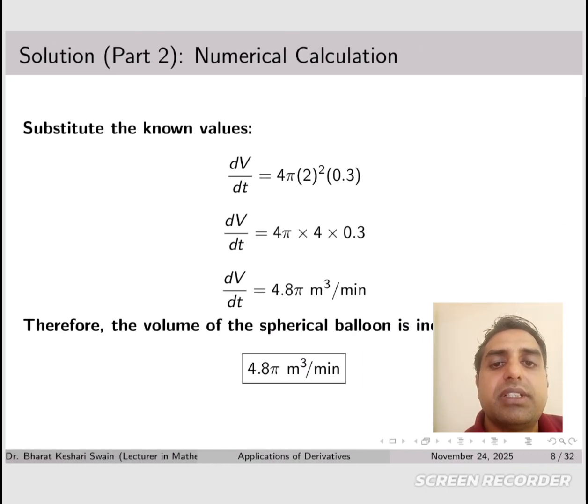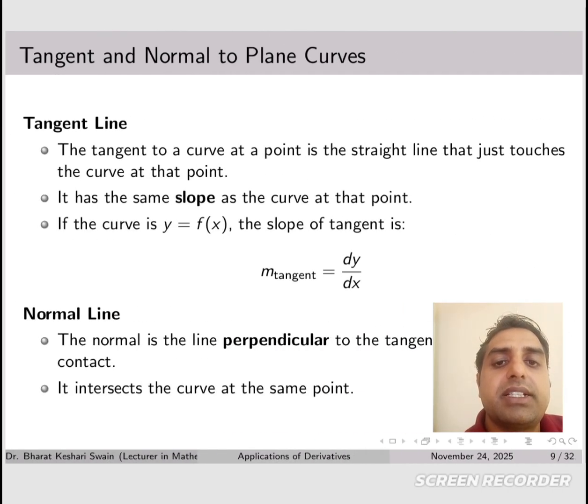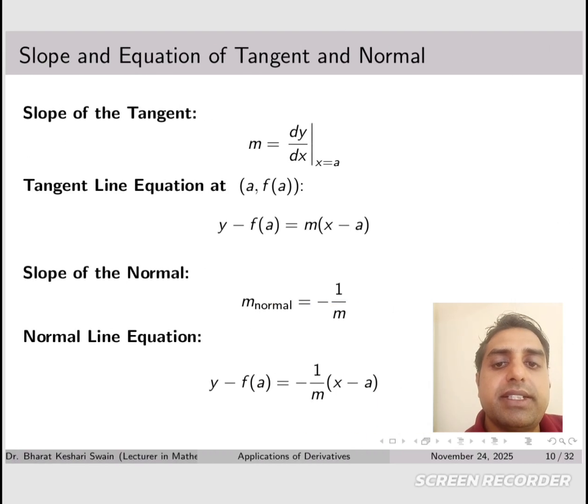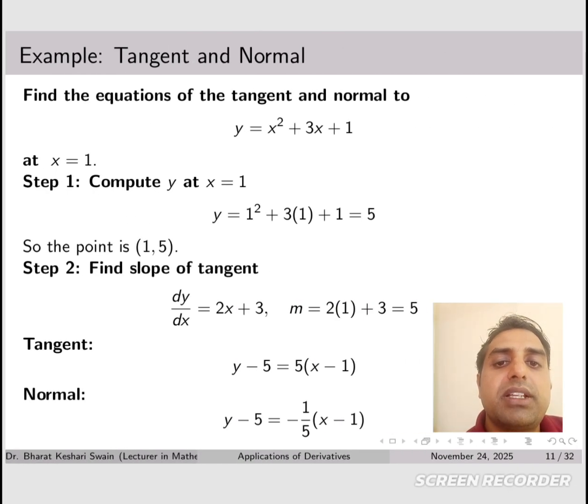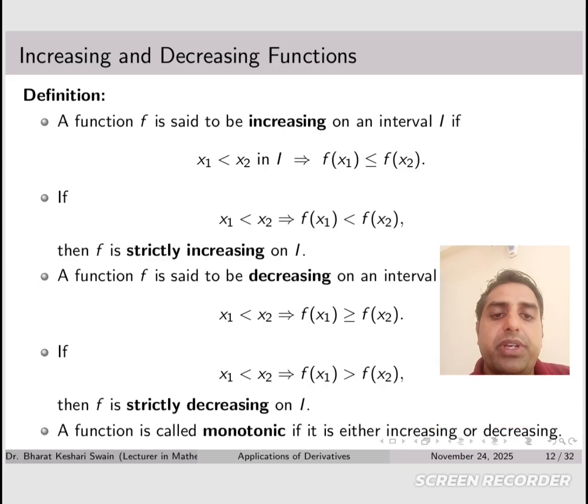And next we solve tangent and normal to plane curves, how to find its slopes. Then after finding slope, we find the tangent equation and the normal equation to a curve. Then we solved a problem, that is to find the equation of tangent and normal. And next we discussed the increasing and decreasing function, and this is which is called monotonic function.